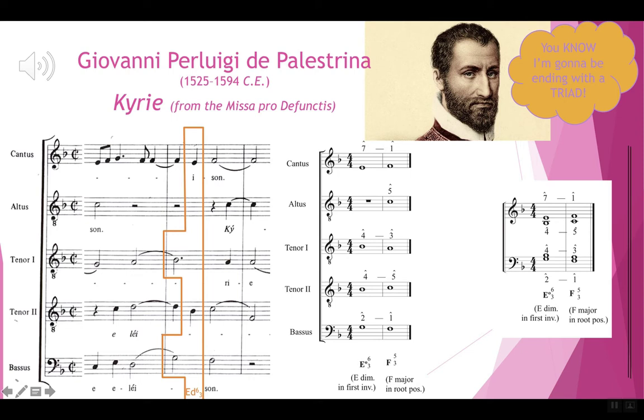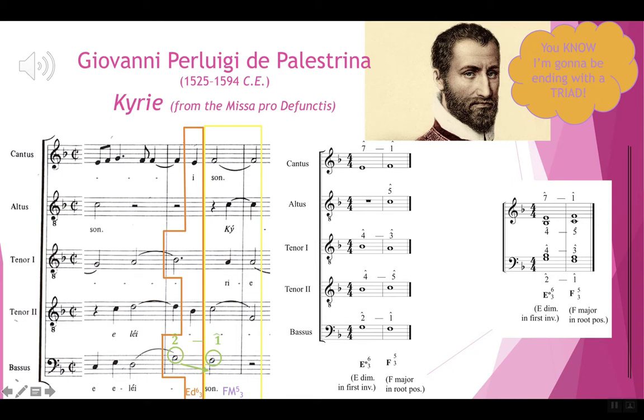Okay, so this gives us G, B flat, E, which is an E diminished chord in first inversion. And it goes to an F major chord in root position. F, C, A, C, F. FAC with F in the bass. Then over here, this is just exactly these notes, but copied out a little bit more.